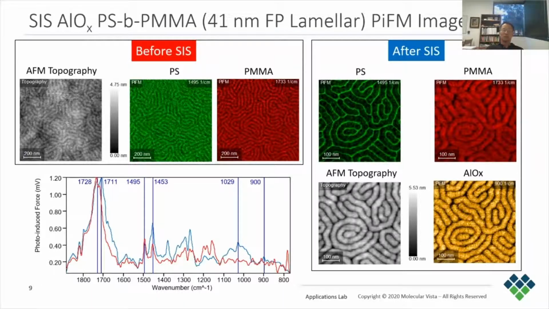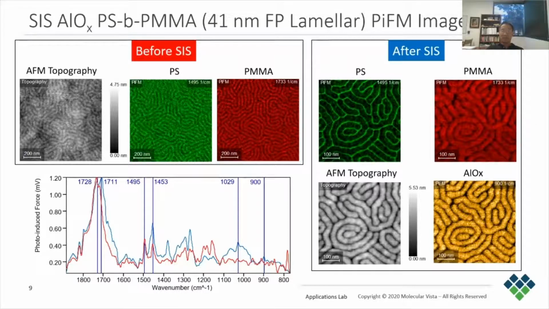We're looking at a PS-PMMA block copolymer that has undergone a process called Selective Infiltration Synthesis, or SIS. In this case, the PS-PMMA block copolymer is exposed to a vapor of trimethyl aluminum, or TMA, which gets incorporated selectively into the PMMA block. TMA is then converted to aluminum oxide by subsequent exposure to water vapor. This sample has undergone 3 cycles of TMA and water vapor exposures.